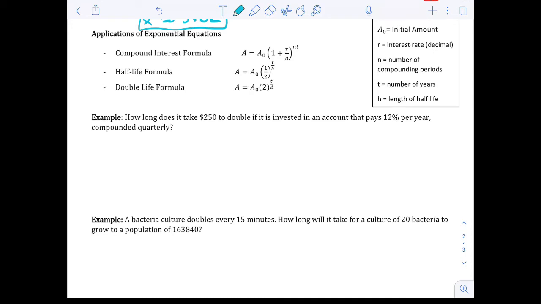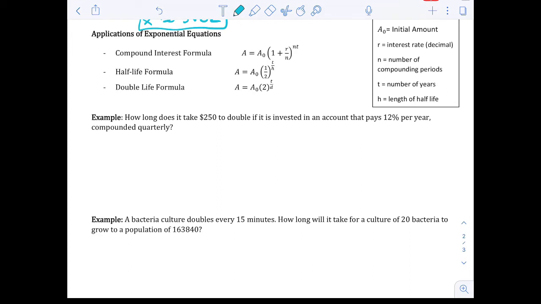Inside the bracket, we have the interest rate for the entire year. That's r. And n is the number of compounding periods per year. That means how many times you reinvest the money throughout the year. So if it's quarterly, that's a 4. If it's monthly, that's 12. If it's weekly, that's 52. And then up at the top, n, well, we talked about that. That's how many times it's compounded. And t, that's the amount of years that the money's been invested.